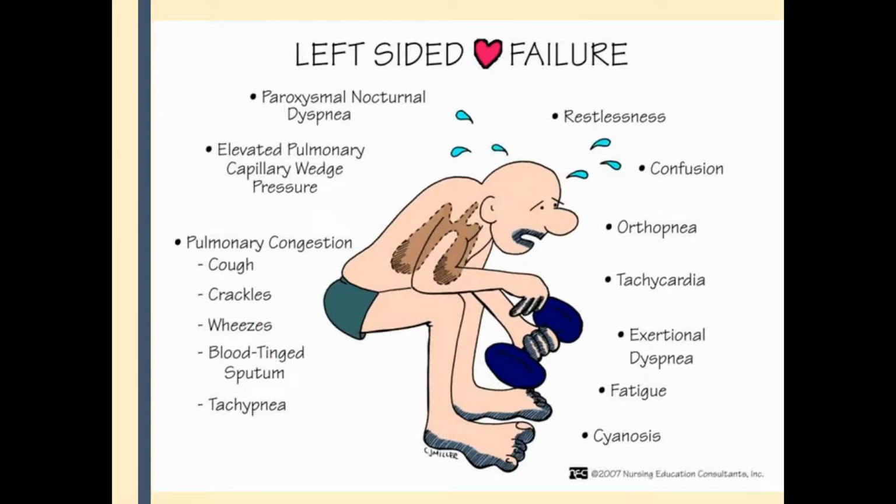So blood backing up into the lungs causes increased pressure in what is normally a low pressure system. As a result, there's increased fluid movement from the blood vessels into the interstitial tissues and the alveoli. So this process results in all of our symptoms of pulmonary congestion: the cough, the crackles, the wheezes, the blood-tinged sputum, and the tachypnea.